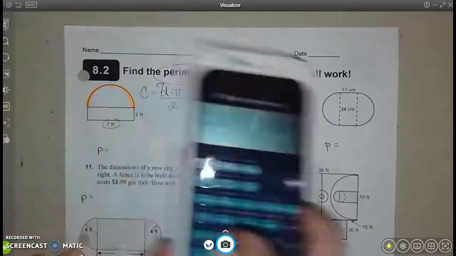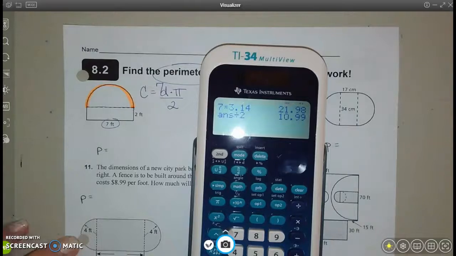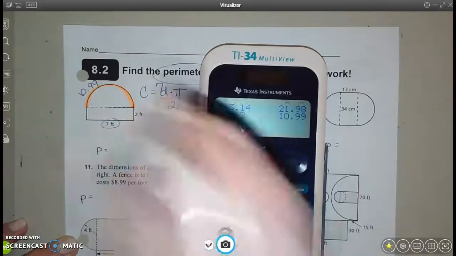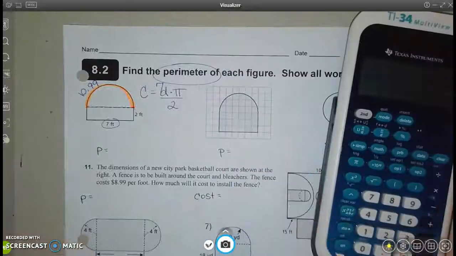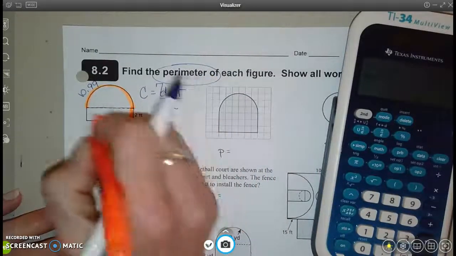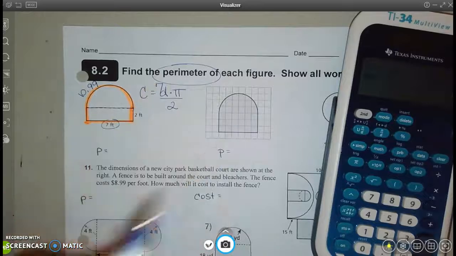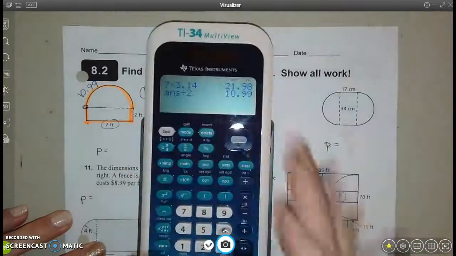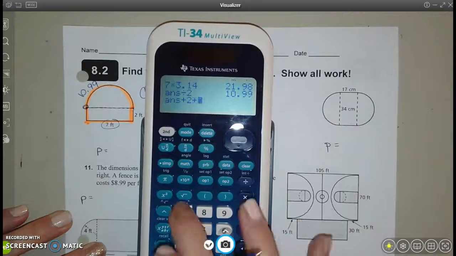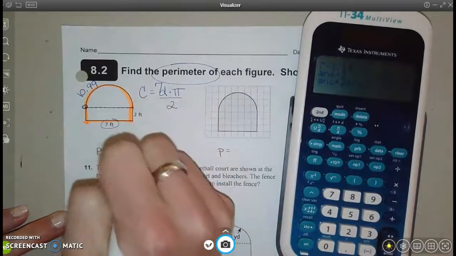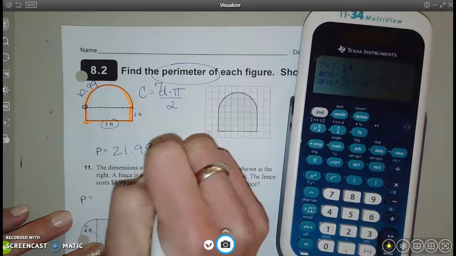Here's my calculator, I got 10.99. So I'm going to label this curved part as 10.99, and it's already highlighted. And then I'm going to add in plus 2, plus 7, and plus 2. And that gets me all the way back to where I started. So 10.99 plus 2 plus 7 plus 2 is 21.99. And I need to label it feet.